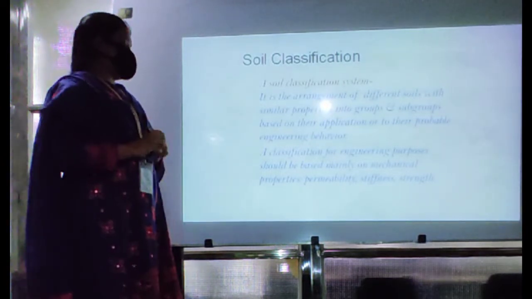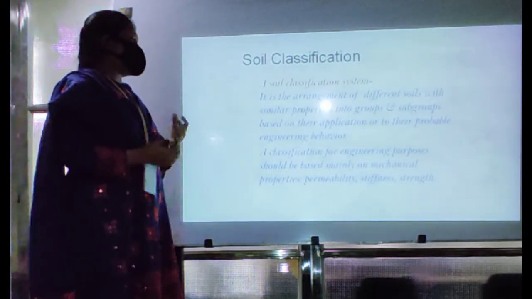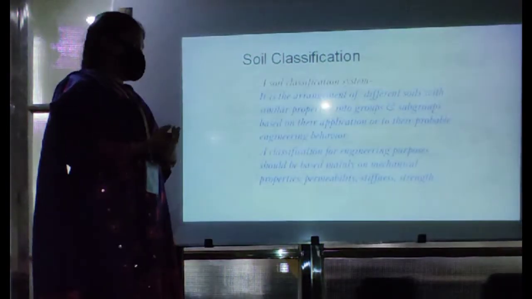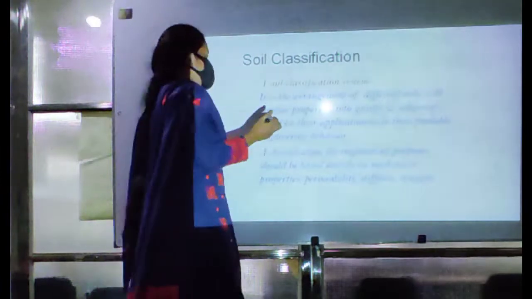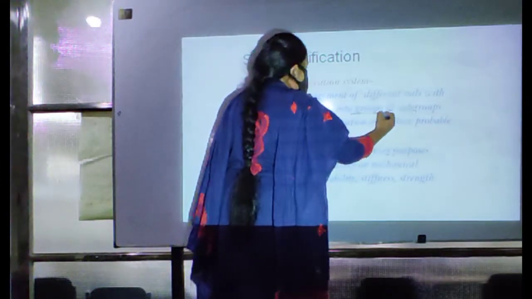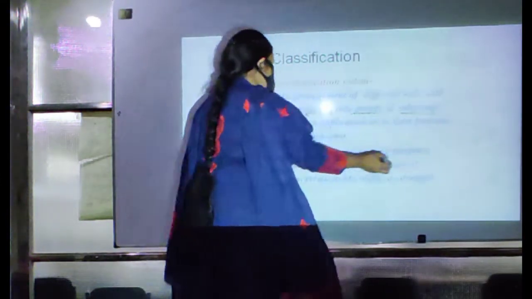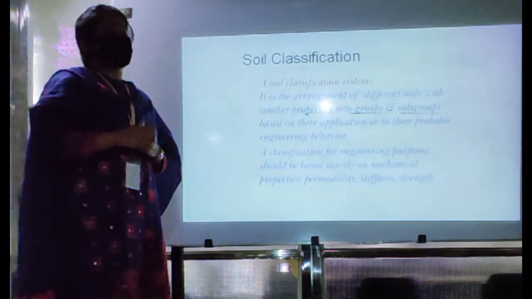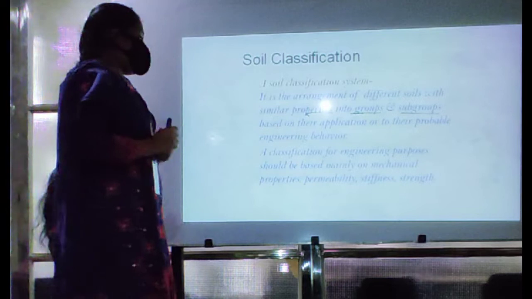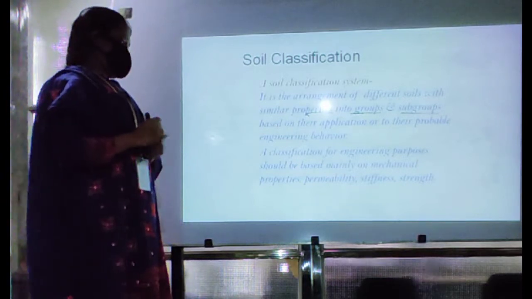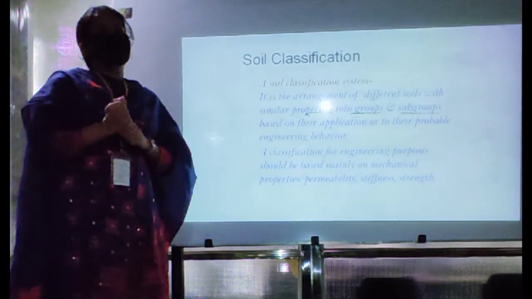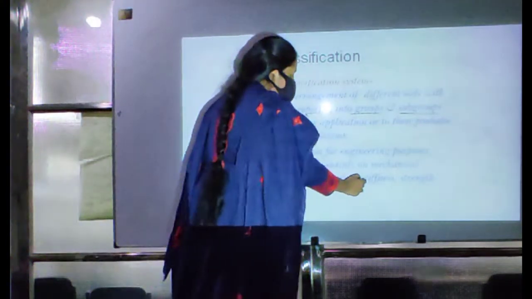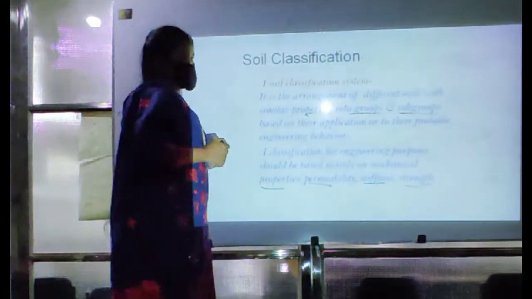In soil classification, there are different categories. In the categories, properties include groups and subgroups, based on their engineering behavior and application. Classification for engineering purposes should consider mechanical properties: permeability, stiffness, and strength.